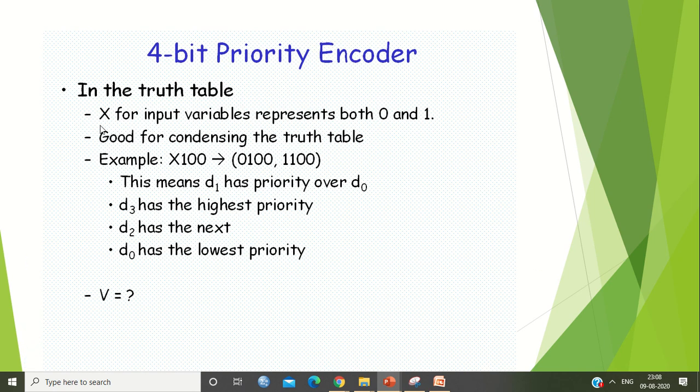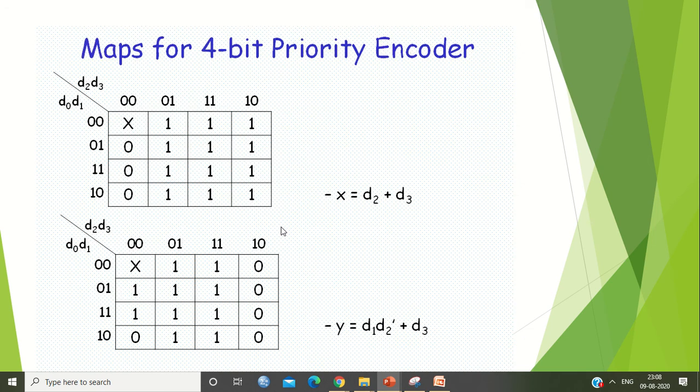So in the truth table, X for inputs represents 0 or 1. It is good for condensing the truth table. For example, X100 means it can be 0100 or 1100. This means D1 has priority over D0, D3 has the highest priority, D2 has the next, and D0 has the lowest priority. This I have already told.